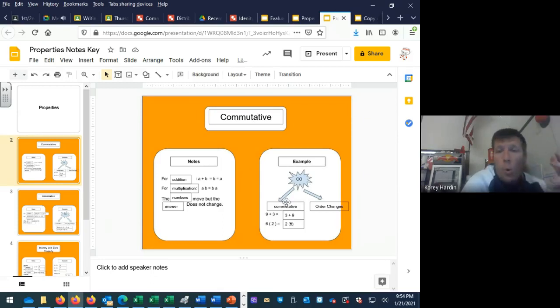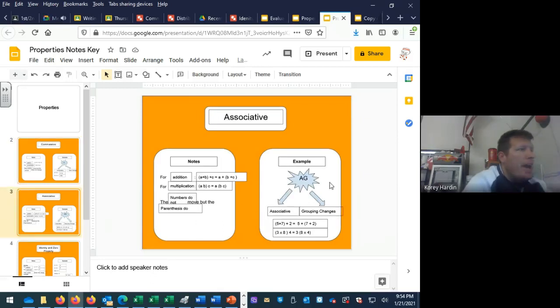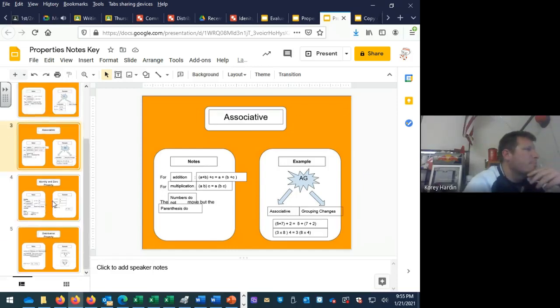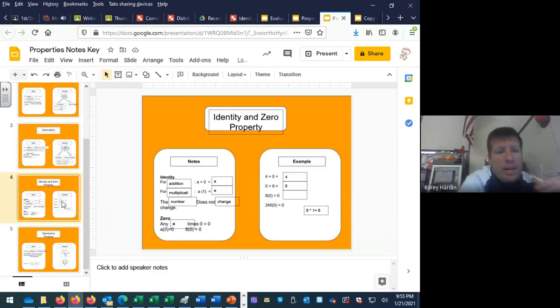CO, commutative order. Associative, AG, associative grouping. The numbers do not move, but the parentheses do. Identity and zero property. For addition, A plus 0 is A. Multiplication, A times 1 is A. Okay? So identity property of addition, plus 0. Identity property of multiplication, times 1. The number does not change.